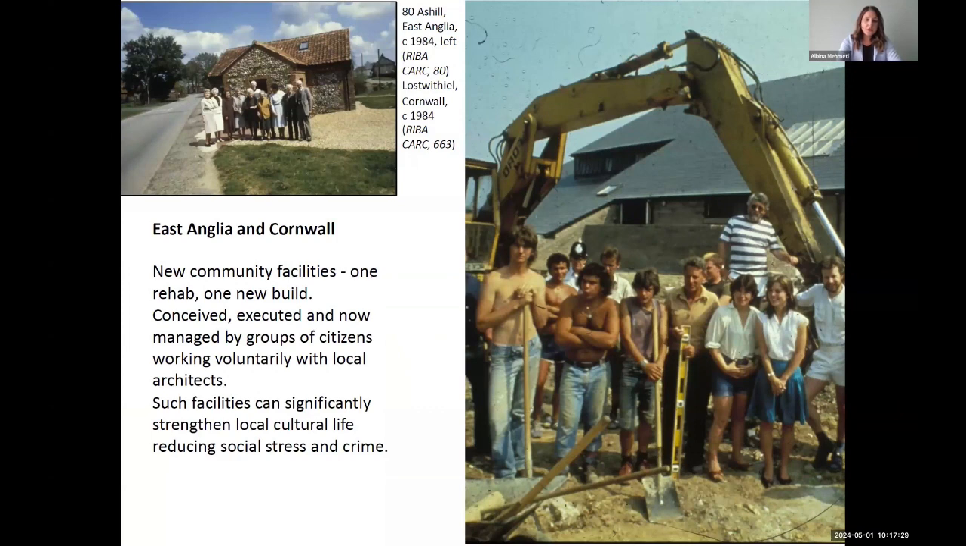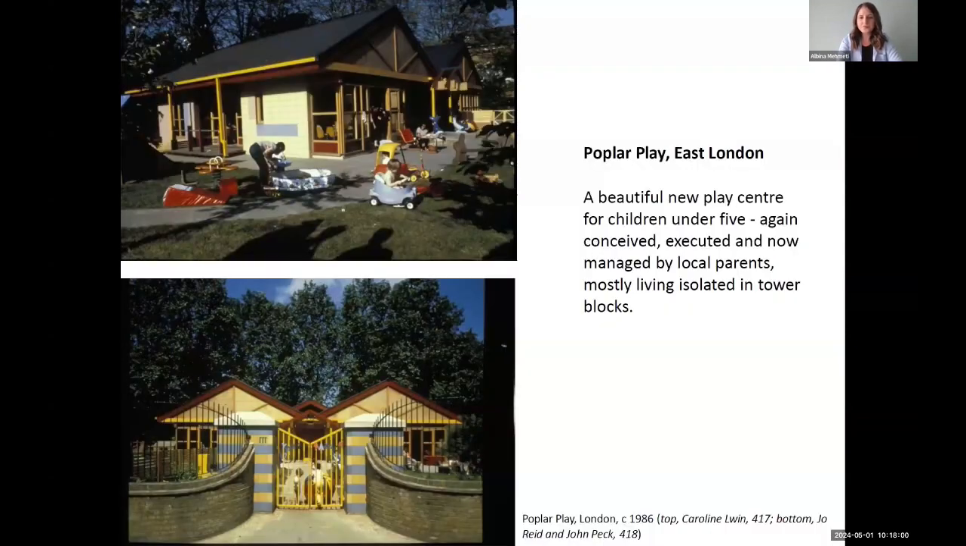So we can see here a community facility, which can also be a building or a rehab where the locals can benefit from it. For example, this is a rehab where many groups of citizens worked voluntarily with local architects. And this facility can significantly strengthen local cultural life by reducing social stress and crime. So this is another interesting point in order to address this community facility.